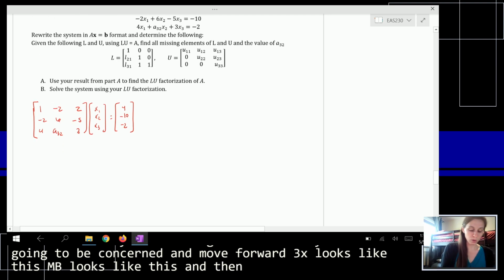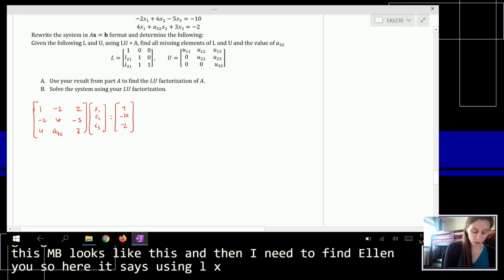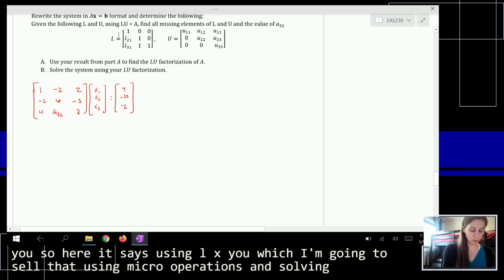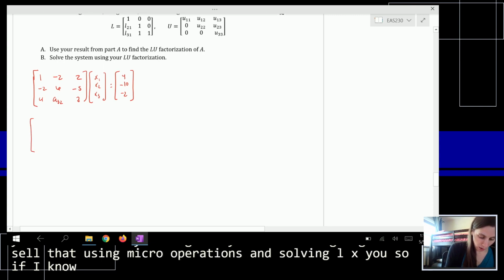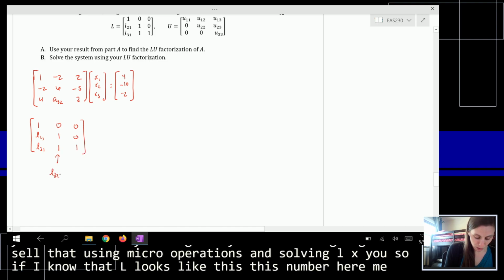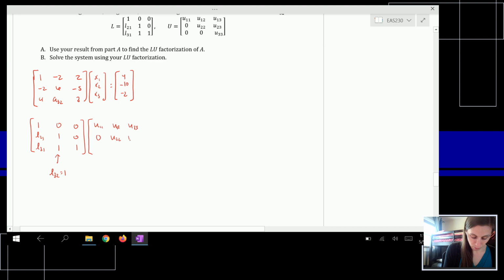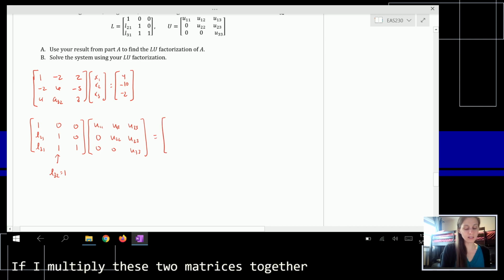And then I need to find L and U. So here it says using L times U, which I'm going to solve using my row operations. So if I know that L looks like this, this number here means that L32 equals 1. And then U should look like this. If I multiply these two matrices together, then I can set it equal to A.